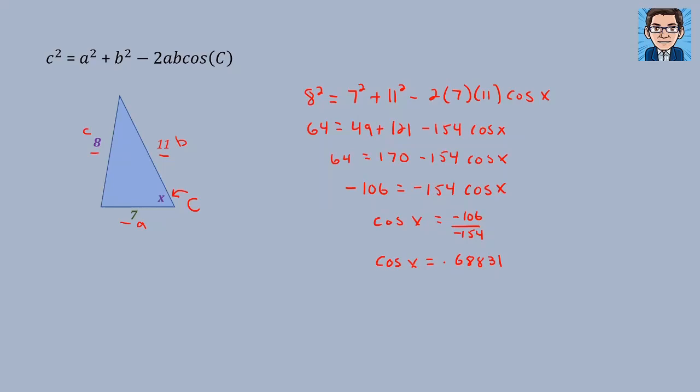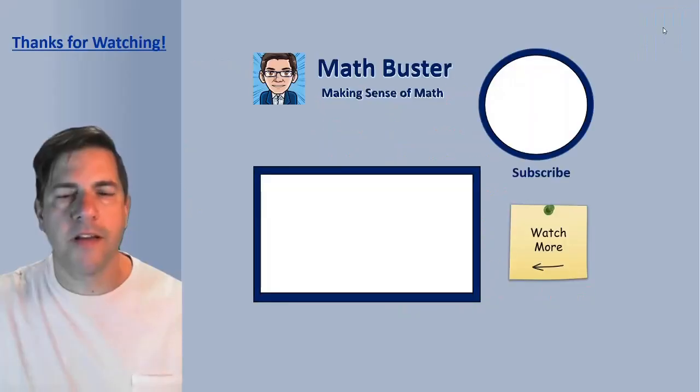If we have the cosine and we're trying to find the angle, we can use the inverse cosine. So we take the inverse cosine of 0.68831, and we get an angle of 46.5 degrees.